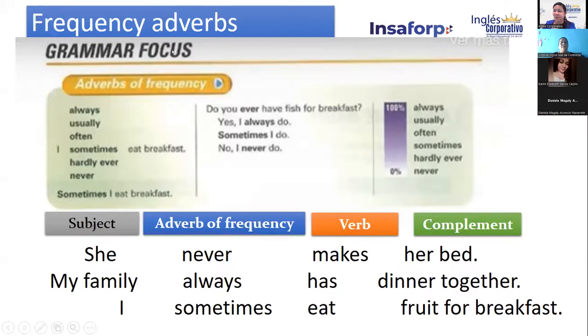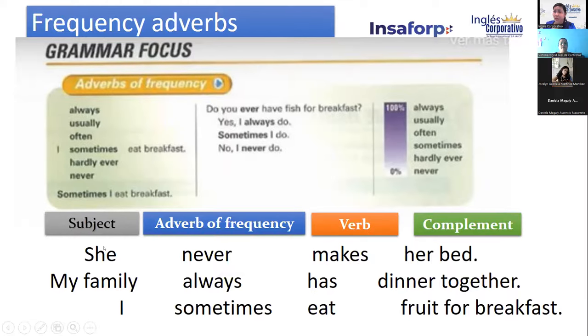Okay, frequency adverbs. This is the topic for today. Adverbs of frequency are used to say how often we do an activity. Con cuánta frecuencia lo hacemos. The adverbs of frequency are these: always, usually, often, sometimes, hardly ever, and never. Here you can find them in order of frequency. 100% is always, usually is like 80%, often is like 70%, sometimes like 50%, hardly ever is like 10%, and zero is never.